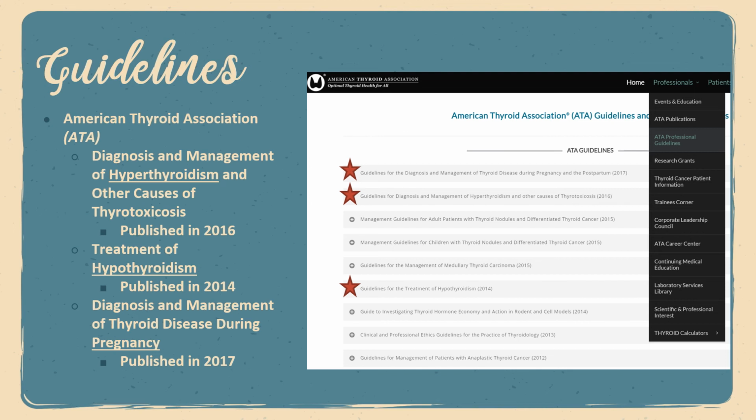Before we go any further, I want to show you where I found my guidelines. So today I'm using the American Thyroid Association guidelines, also known as ATA. And I have 3 different guidelines that I'm referencing today.